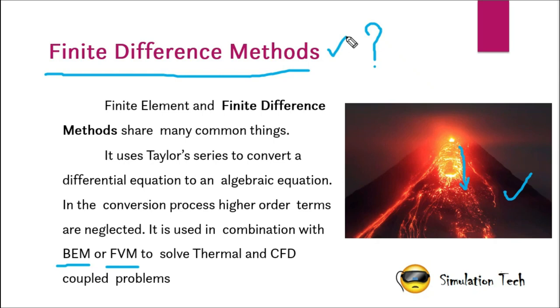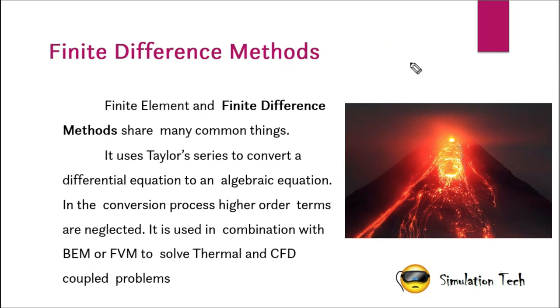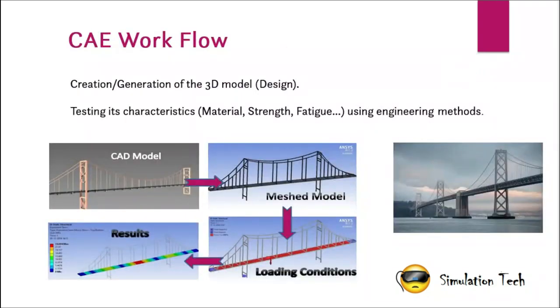So these are the four different methods in numerical methods. Hope you understand the difference between FEA, BEM, FVM and FDM, right? Now the last topic: what is the workflow of CAE? It's a very important thing. What is the workflow of CAE?